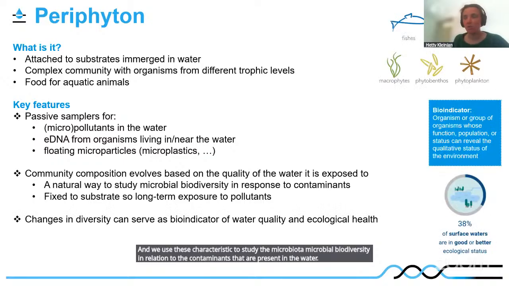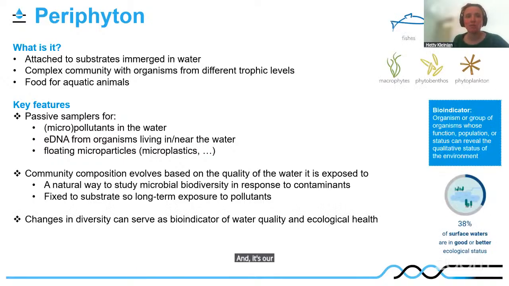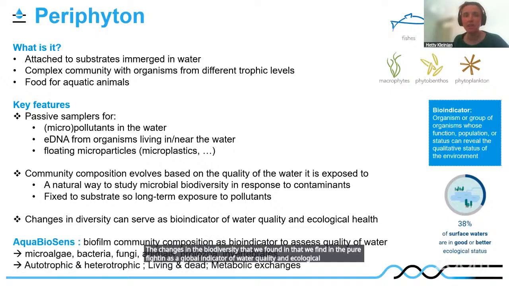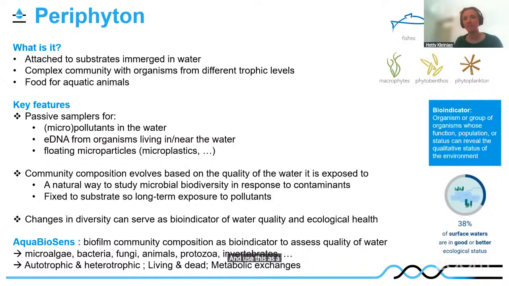And the project aim is to use the changes in the biodiversity that we find in the periphyton as a global indicator of water quality and ecological health, and use this as a bioindicator to complement existing or more traditional methods that are based on counting the individuals manually.